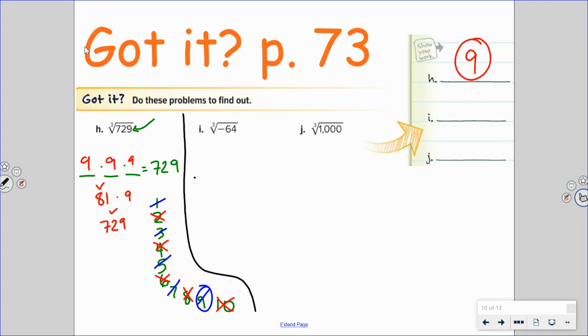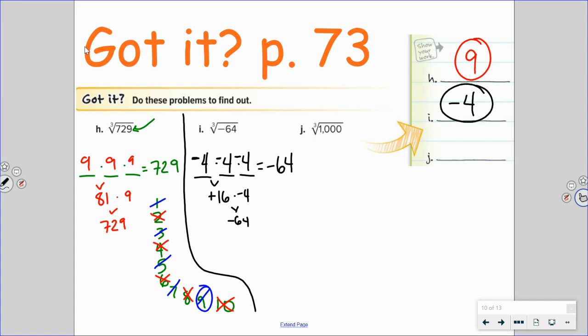All right, part I, what number times itself times itself? Oh, this is interesting. If it were positive, it'd be 4. Would negative 4 work? Well, negative 4 times negative 4, positive 16. Positive 16 times negative 4, negative 64. Ding, ding, ding, ding, ding. So the answer for part I, the repeated factor, is going to be negative 4.